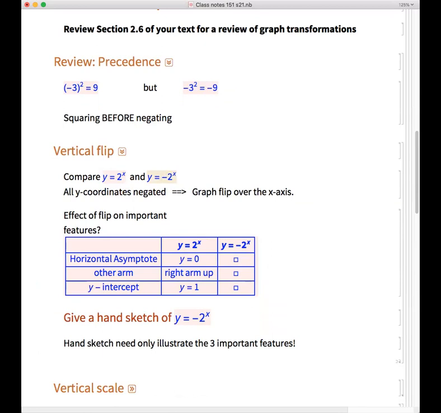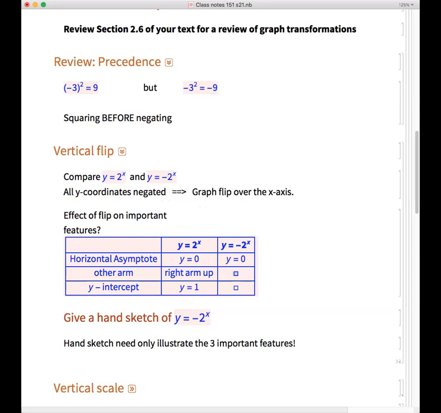What we're trying to study here is the effect of putting a negative in front of our formula for 2 to the x. And once again, what we're going to be focused on is simply the three important features of the graph. The three important features for 2 to the x, we already know what they are. And now we just ask ourselves, what's the effect of putting a minus sign? Well, all of the y coordinates are going to be negated. And graphically, what that means is the graph is going to flip over the x-axis.